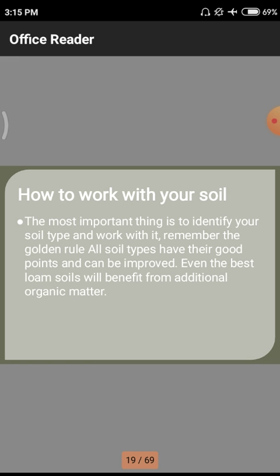How we have to work with our soil, that means how we have to utilize that soil. The most important thing in identifying our soil type and working with it is that we need to remember the golden rule. That means some important rules and basic principles we need to remember before working on these soils. All soil types have good points and can be improved, even the best loam soils, with the benefit of organic matter. The above point is mainly telling that different types of soils are there.